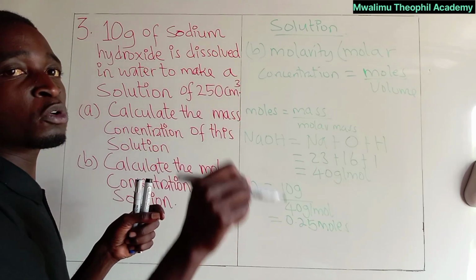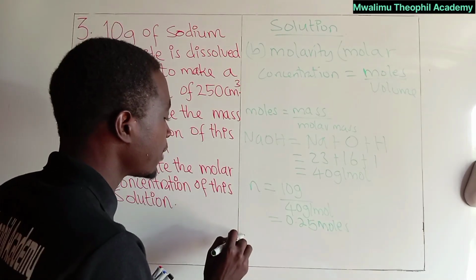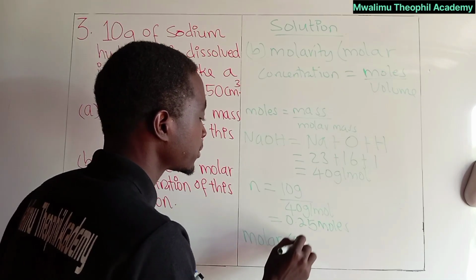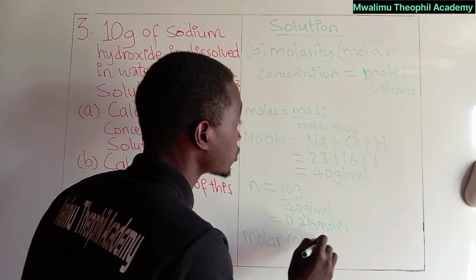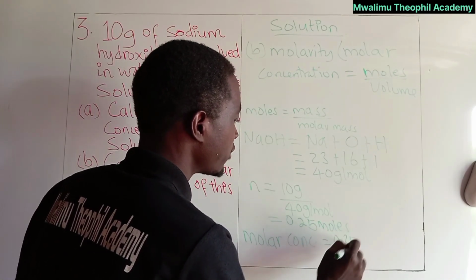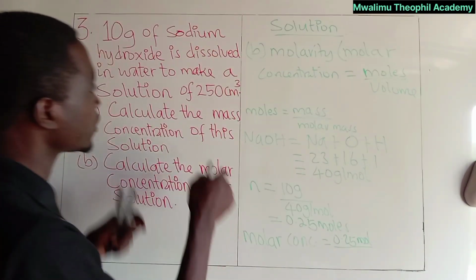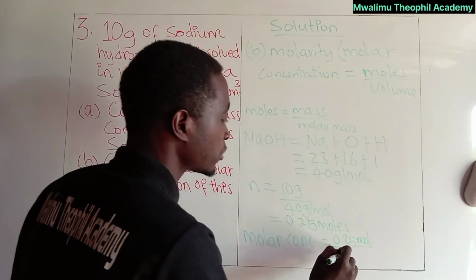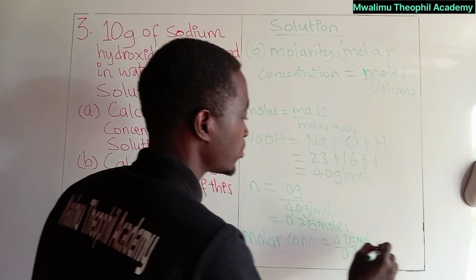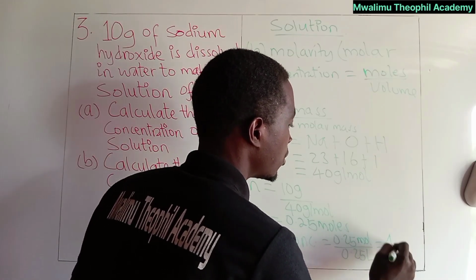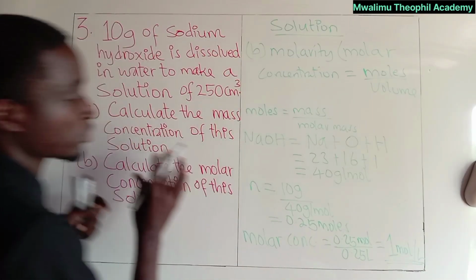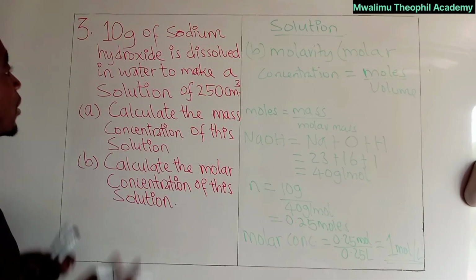We obtained 0.25 liters. So now our molarity, which is the same as molar concentration, will be equal to moles over volume. Number of moles, 0.25, over volume. The volume is 250 centimeter cubic, which is equal to 0.25 liters. Now, the molarity will be equal to 1 mole per liter. This is the molarity for this solution, 1 mole per liter. This is the way we do it.